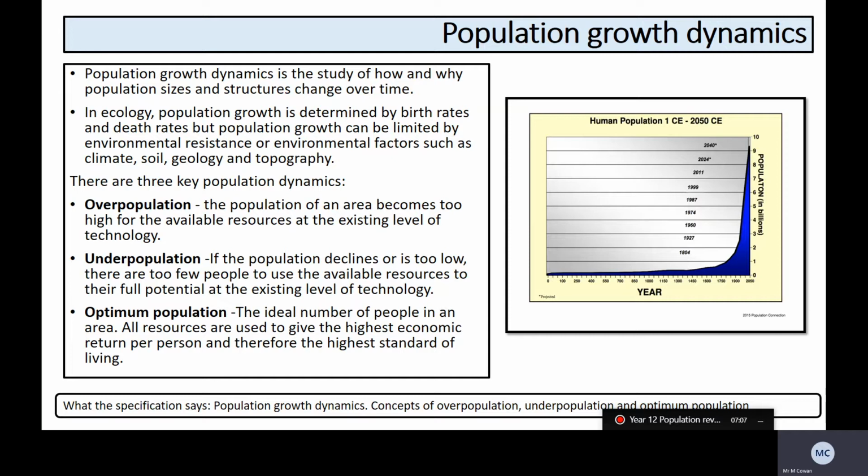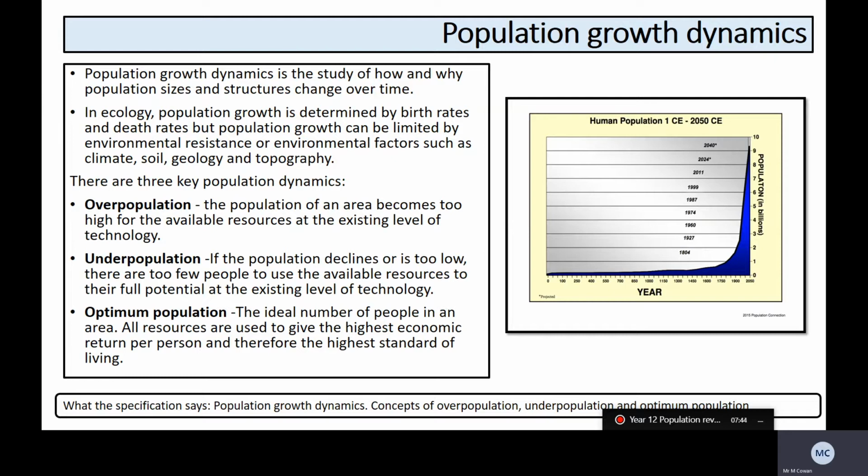Now, there's 3 key population dynamics that we've already mentioned. So you've got overpopulation, so too high for the available resources at the existing levels of technology. Those final 4 words are really important, the existing levels of technology, because it could be, and this was the case, in places such as Mauritius. Mauritius could only support a fairly small population until they developed the technology to de-rock the island. So they actually removed most of the rocky landscape and turned it over into fertile land. And so therefore, it wasn't overpopulated anymore.